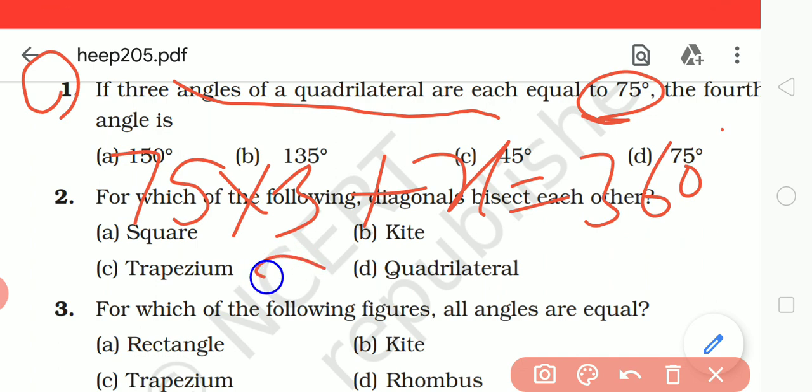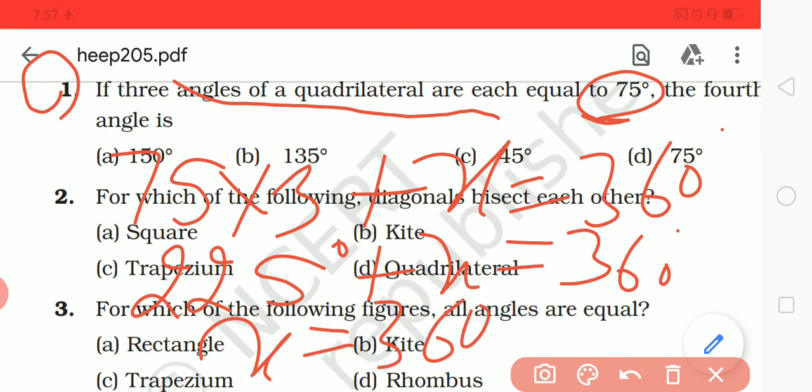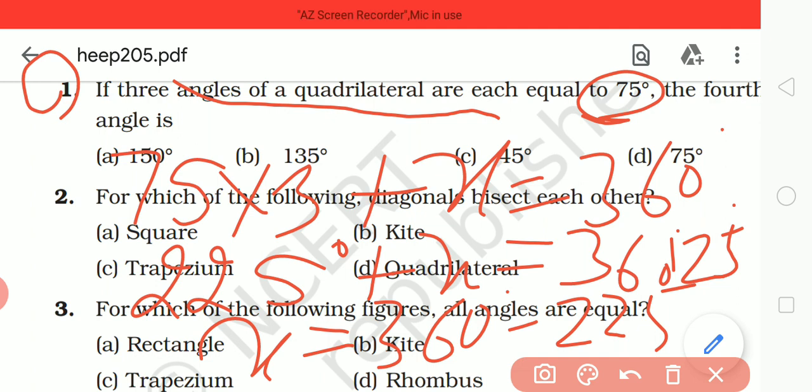So this is 3 5s are 15, 3 7s are 21, and 1 22. So 225 plus x is equal to 360 degrees. Now you can find x by transposing this 225 to the right hand side, and it will subtract. So 10 minus 5 is 5. Here is 4. 4 minus 2 is 2, and 3 minus 2 is 1. So it is 125 degrees.